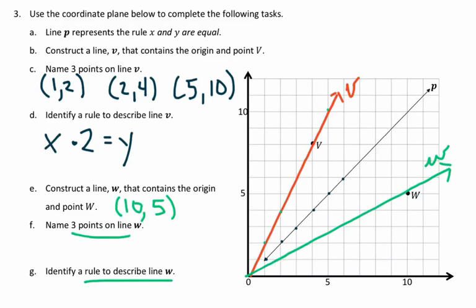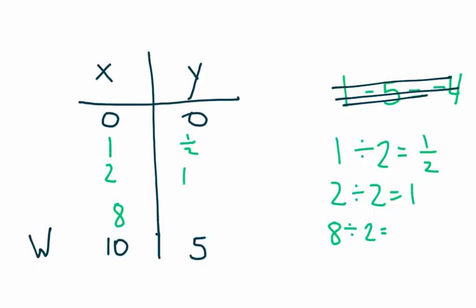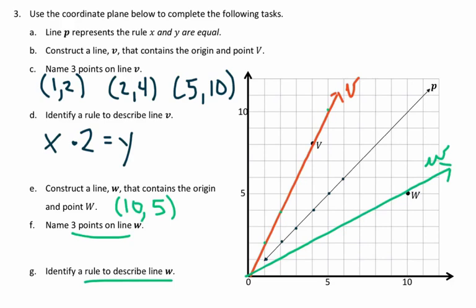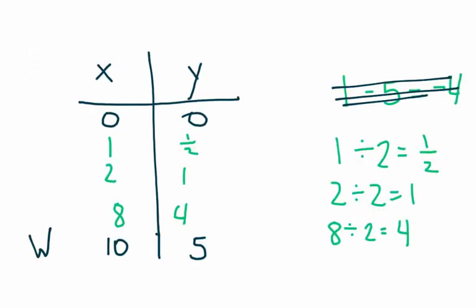And let's try another one. I'm going to try down this way. I have 8 as my x, and I'm dividing by 2, which is going to give me 4. Let's see if 8, 4 is on our line: 5, 6, 7, 8 would be right here, and that would be 4. So 8, 4 is on our line as well. So we can go ahead and say that that is the rule. x divided by 2 is equal to y.